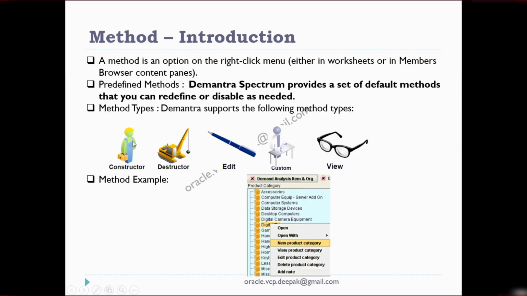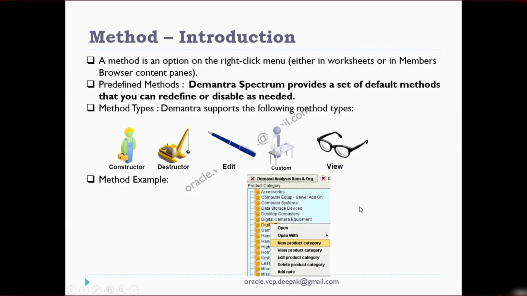These are the method types. The constructor is a method type where you can construct or build something, create a new record. Destroy, the destructor, means it is going to delete that record. Edit means it is going to edit the existing records. Custom means anything you want: you can run your Java class or a bat file. And view means you can just see the data; you cannot edit, delete, or create a new one.